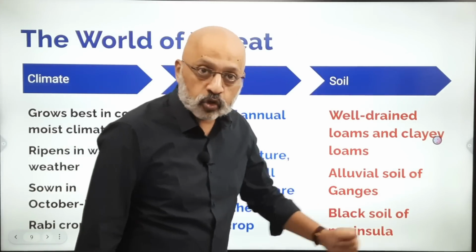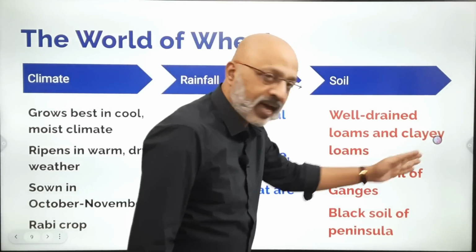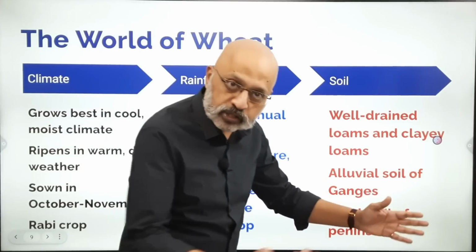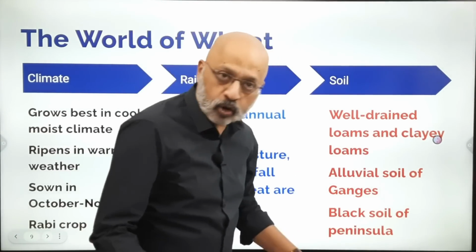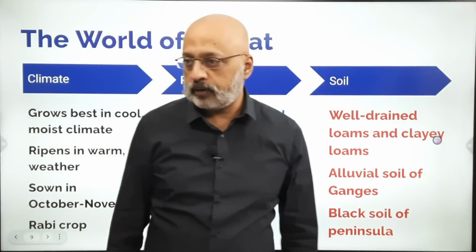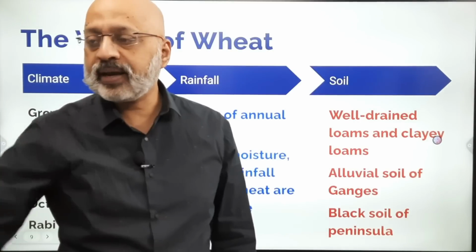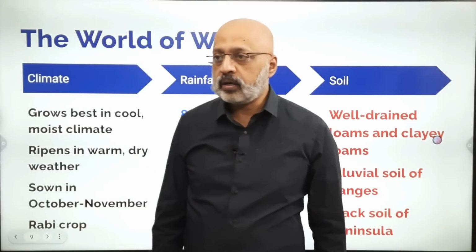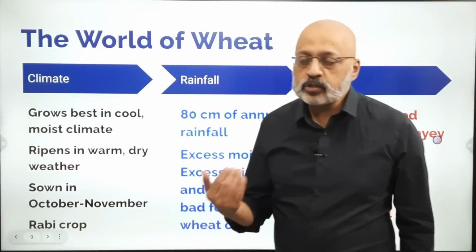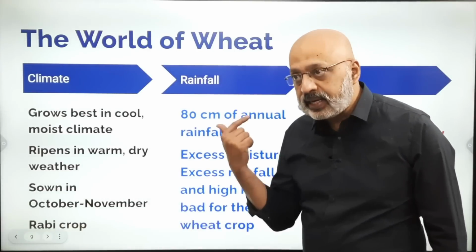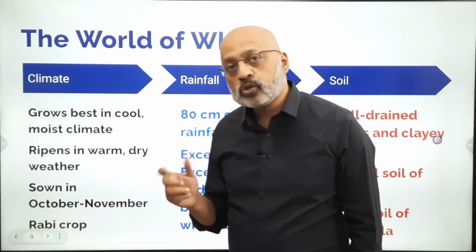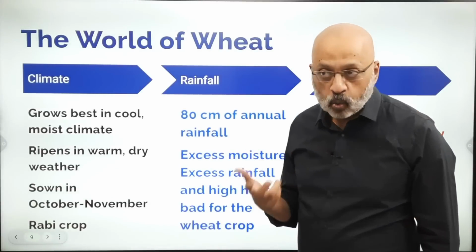Then what is the kind of soil that we are talking about? Well-drained loams and clayey soils, or the alluvial soils of the Ganges, or the black cotton soil of the peninsula, right? So excess moisture is bad because that can retard the wheat plant growth, right? There is also the red soil of the Nilgiris, which is also used to grow another variety of wheat.